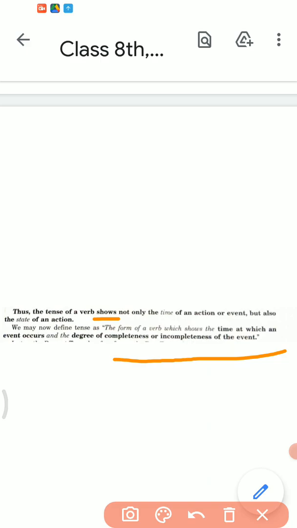You may now define the tense as the form of a verb which shows the time at which an event occurs and the degree of completeness or incompleteness of the event. It shows the time as well as its degree of completeness or incompleteness, right?